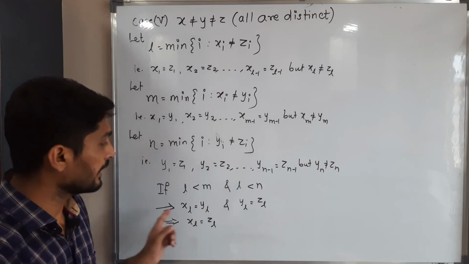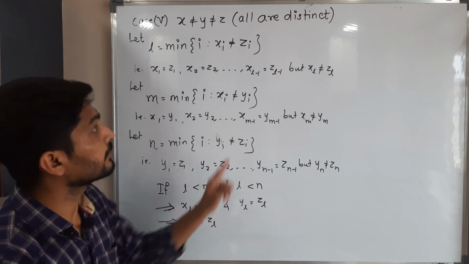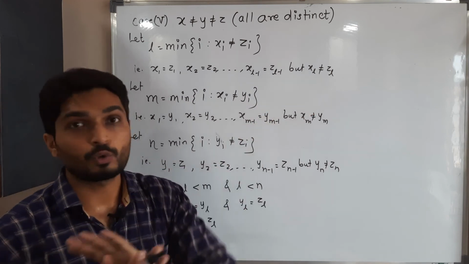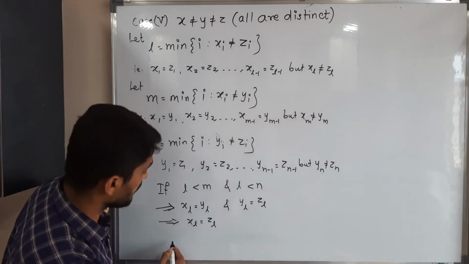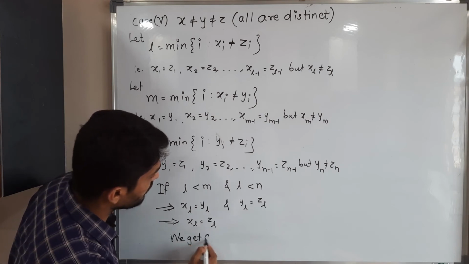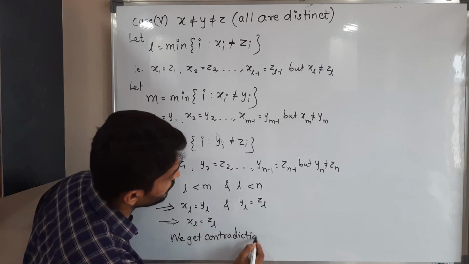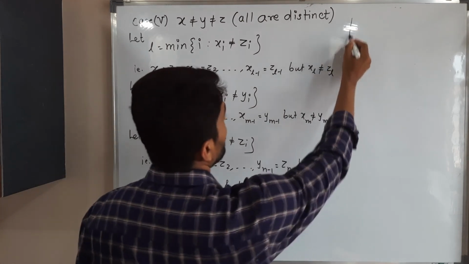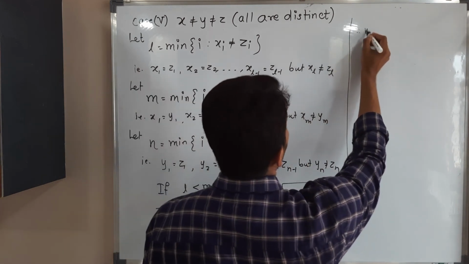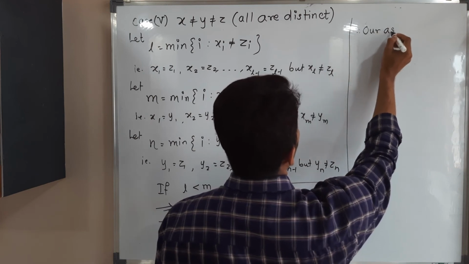Agree with me? A is equal to B, B is equal to C, so A is equal to C. But we get a contradiction because already we have written xl is not equal to zl. Okay, so I write we get a contradiction. So therefore, what we have assumed is wrong.